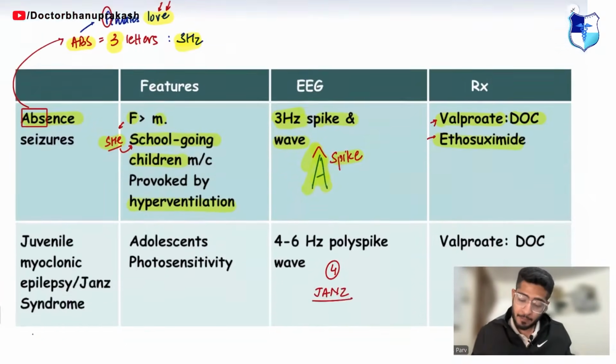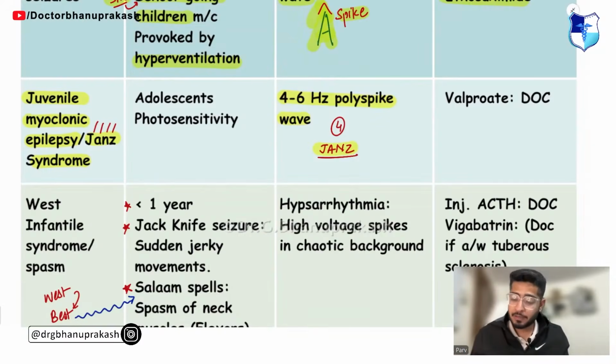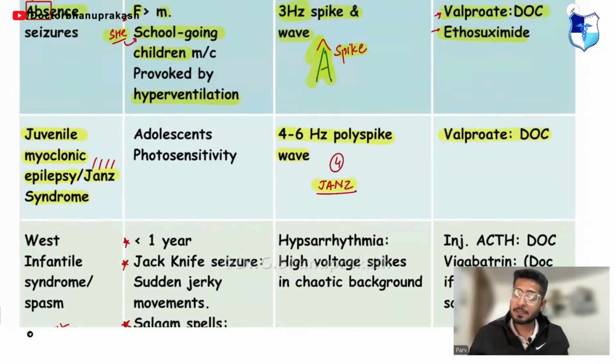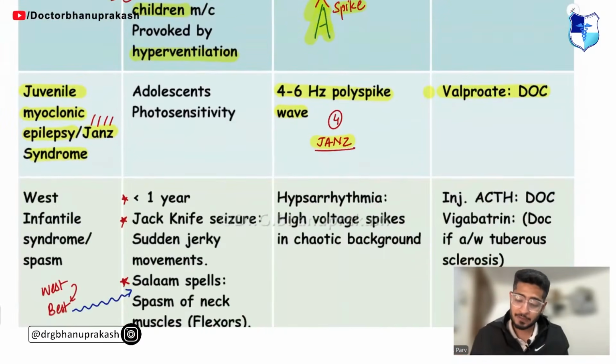Okay, coming on to JME, that is juvenile myoclonal epilepsy or Janz syndrome. Janz has how many letters? 1, 2, 3, 4. So Janz has 4 letters, and a 4 to 6 hertz polyspike wave pattern is seen in Janz syndrome. Remember, the drug of choice for Janz syndrome is valproate. So you can see, valproate was the drug of choice for absence also. Valproate is the drug of choice for Janz also.